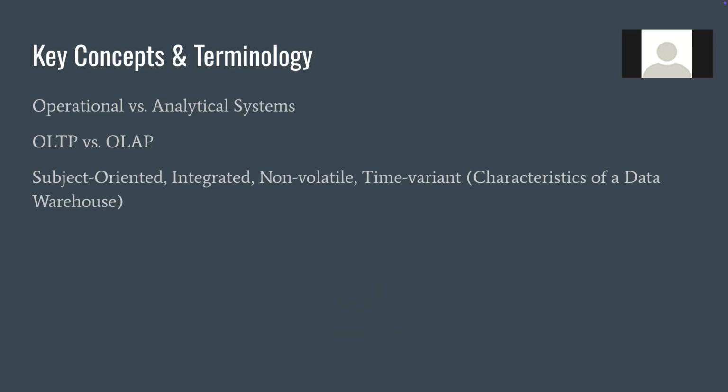Also, there are four defining characteristics of a data warehouse. Subject-oriented is the first one. Subject-oriented means that they are organized around key subjects or areas of business.